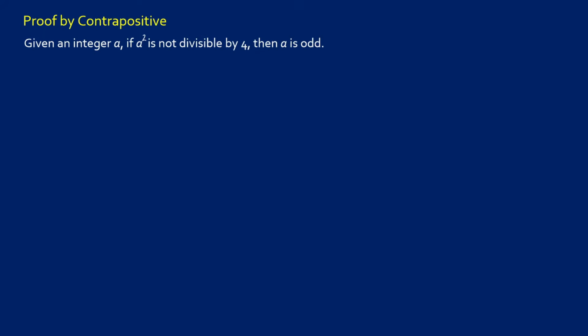Let's now talk about a proof by contraposition. So this is when we have a statement like p arrow q, and we're going to instead prove not q arrow not p. So this says if a squared is not divisible by 4, so if 4 does not divide a squared, then it says a is odd. So a is equal to like 2x plus 1.